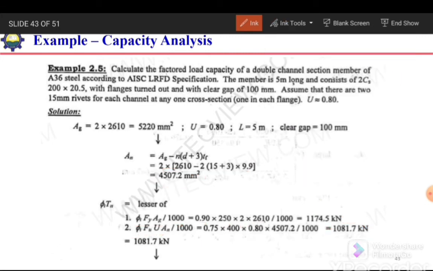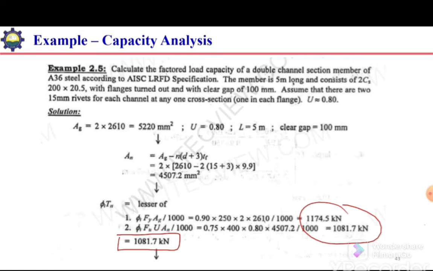Now we need to compare these two values. The lesser of these two will be considered as the governing value. The lesser one is 1081.7 kilonewton corresponding to tension rupture. So this will be the design capacity. Now we need to check the other limitations, for example the slenderness ratio. We also need to check for fatigue and block shear, but here the connection detail is not given, so we cannot check the block shear, and we can only check the slenderness limit.